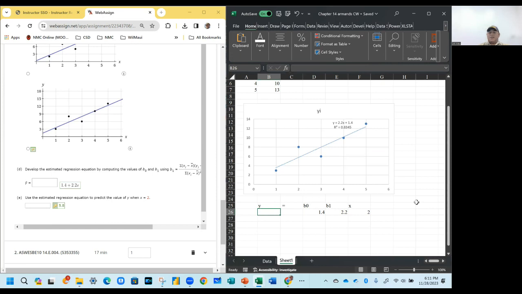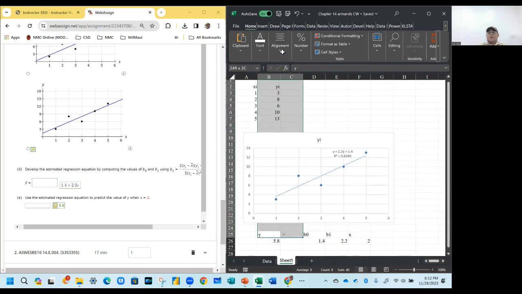I'm just going to solve, right? So this is going to be equal to D26, add that to the product of your beta 1 times your x value, right? And then enter, and you get your result.